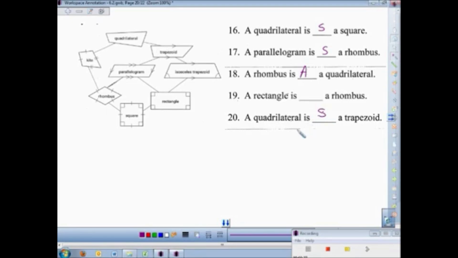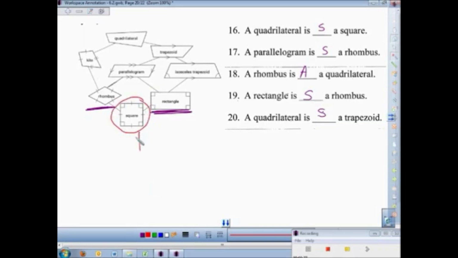There's the answers to those, but let's talk about 19. A rectangle will always, sometimes, or never be a rhombus. Well, here's a rectangle, here's a rhombus. It's like they're side by side, so it's not like it's above and it's not like it's below, but a rectangle is sometimes a rhombus because it happens right here.